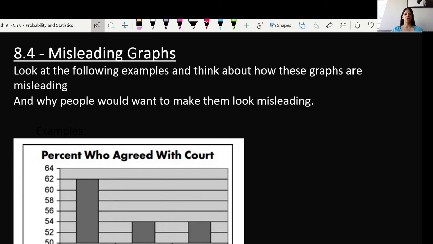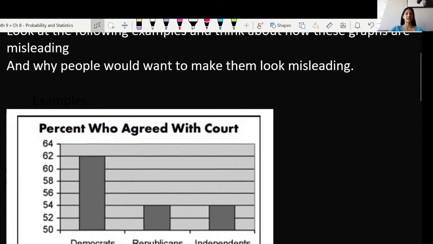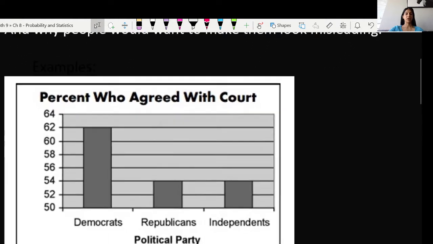It's important, though, just like with the surveys we talked about last day, that the graphs are accurate and that they don't have bias and they're not misleading. So let's take a look at some examples of some graphs that are misleading.